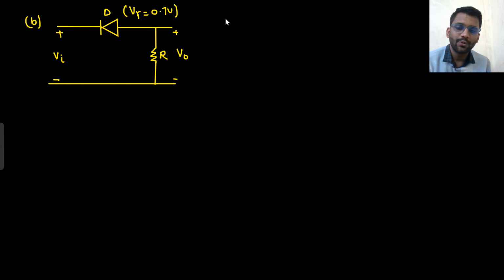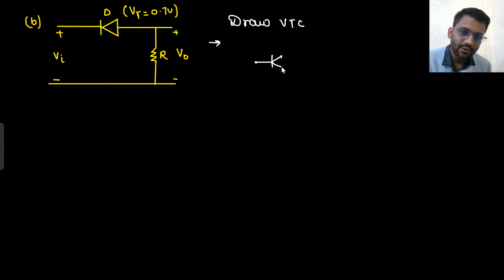So you need to draw the voltage transfer characteristic in this one. Whatever we did previously, the same thing we will do here. So I will just write: draw voltage transfer characteristics. Now the cut-in voltage is given. Since the cut-in voltage is given, we will take the battery out of the diode. If we take the battery out of the diode, it will become an ideal diode.